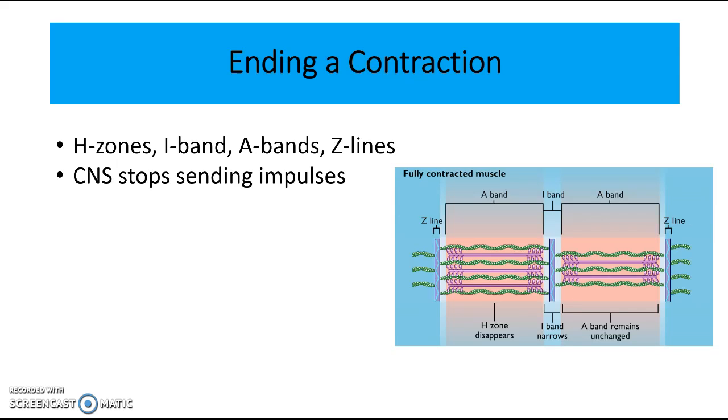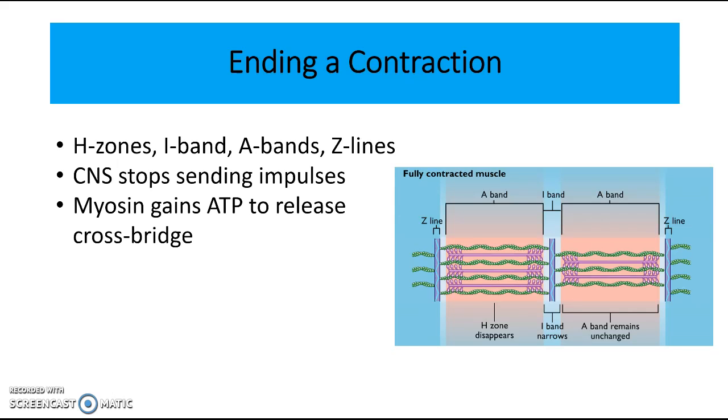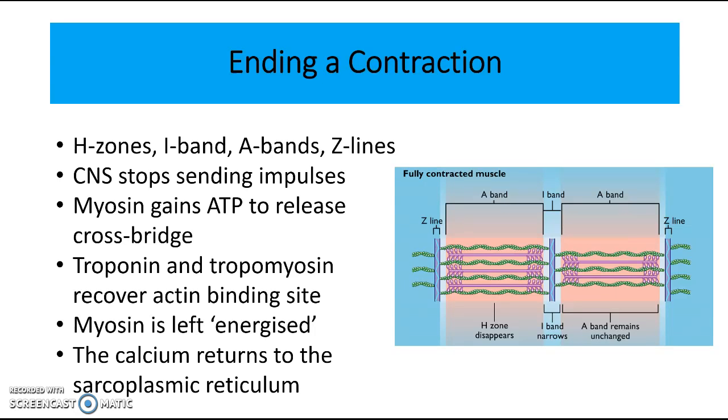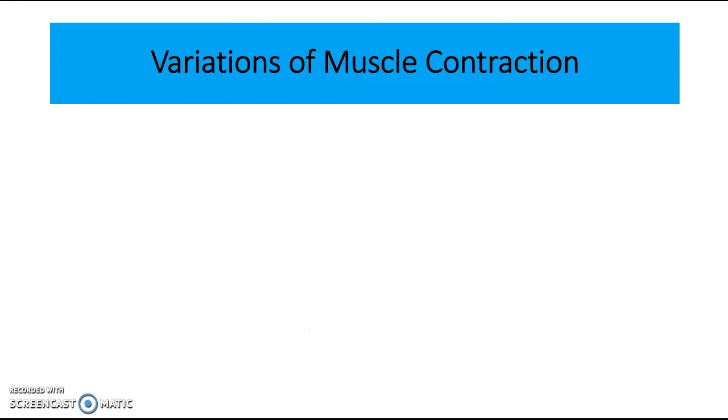the central nervous system will stop sending impulses down the motor neuron. The myosin will then release from the cross bridge and gain an ATP molecule, like it has been doing previously. But before it can form another cross bridge, the troponin and tropomyosin cover over the actin binding site again, leaving the myosin energized and ready for the next contraction. Also, the calcium molecules return to the sarcoplasmic reticulum.